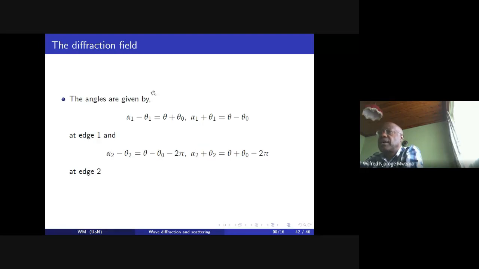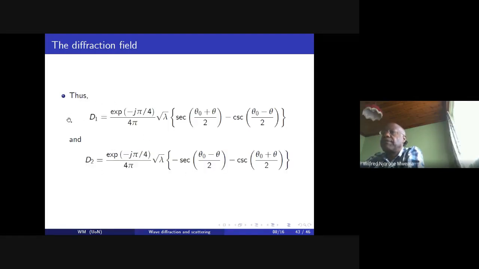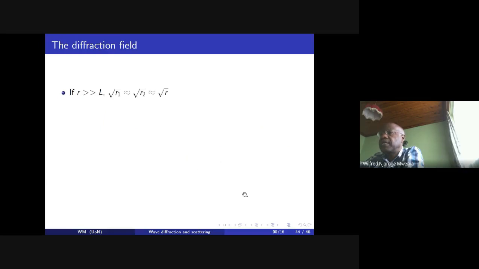And the angles are, of course, defined as shown at edges 1 and 2. Therefore D1 can be expressed as that, and D2 expressed as that. We'll go quickly over this; I'm giving it as a matter of completeness, but we don't have to remember the expressions themselves.